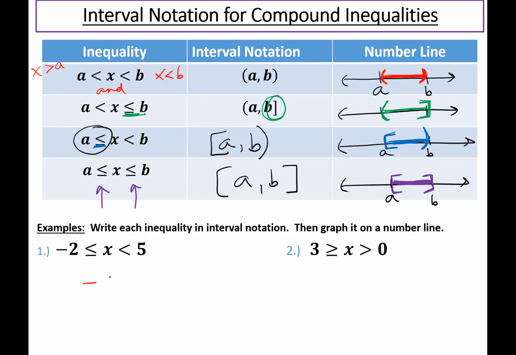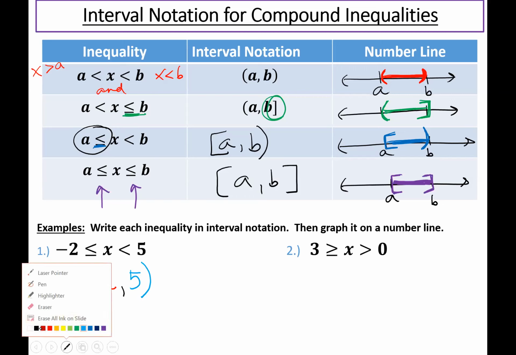So -2 is first in my interval. Notice the inequality. See that equal sign? That means I need a square bracket around the -2. Then a comma. 5 is on the other side, but that one is not included because there's no equal sign under that inequality. So after I write the 5, I'll just write parentheses. So it's square bracket, -2, comma, 5, close parentheses.